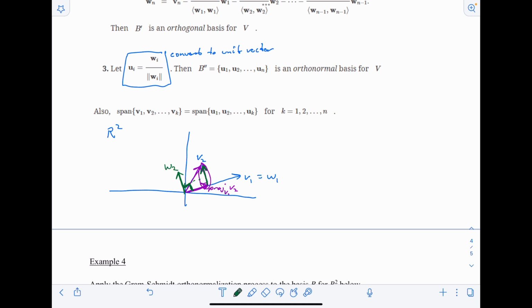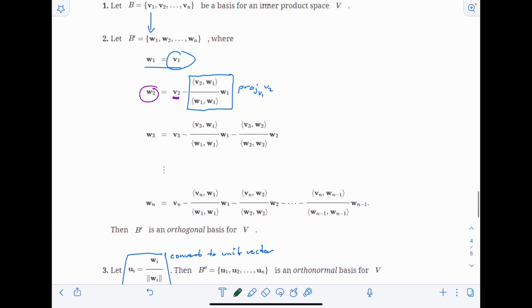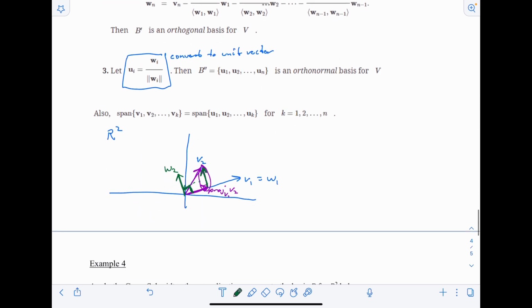And like I said, if we were to keep going, if we were in 3 dimensions, we'd do this again for a third dimension, and we just keep adding on. So now you're taking V3, but you're having to subtract 2 projections because we're in 3 dimensions. In 4, you'd end up having to subtract 3 projections, and so on. Okay, but that's the idea: we're creating out of V2 and the projection this orthogonal vector.